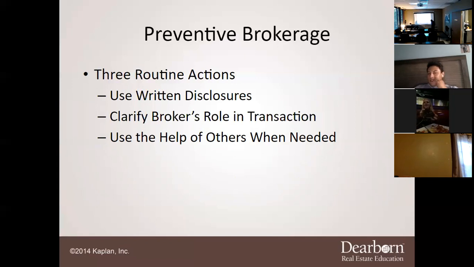Always use written disclosures is a big one. We get tired of forms here. I get tired of forms. Yeah, we deal with a lot of forms. But it helps prevent you from getting sued, if you have it in writing. So that's why we keep saying written disclosures is very important.